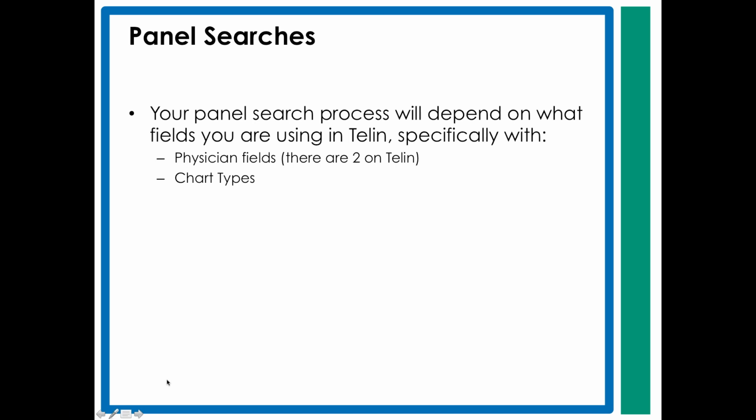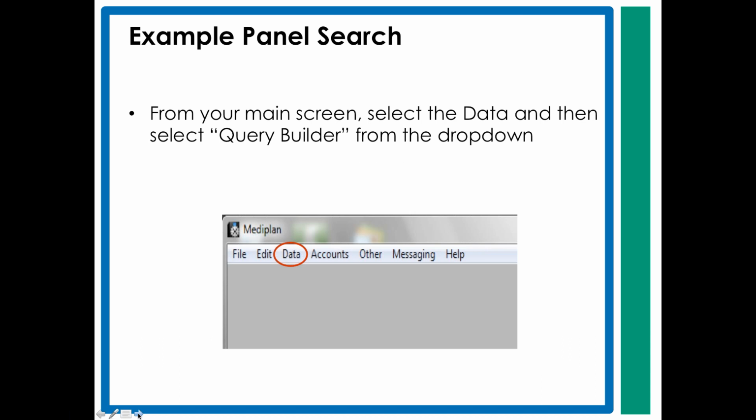So I'm going to talk a little bit about panel searches, and then I'll talk about some of the screening searches as well. But your panel search processes are going to depend on what fields you're using in Telin. And Barb already introduced us to the physician field, noticing that there's 2 on Telin, and then if and how you're using that chart type or that patient type field. I'll get Barb to advance that.